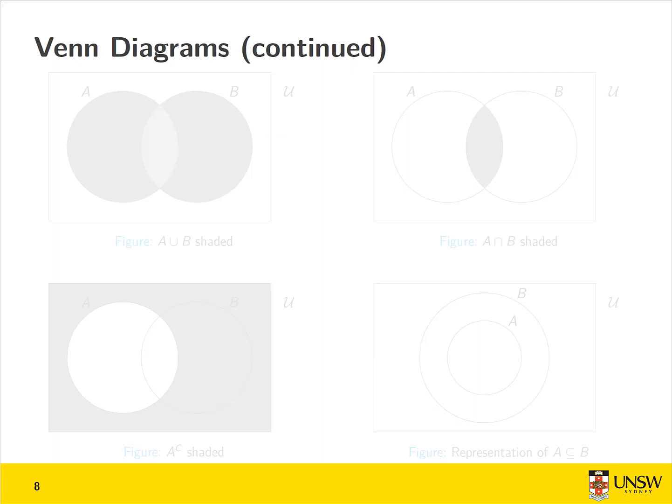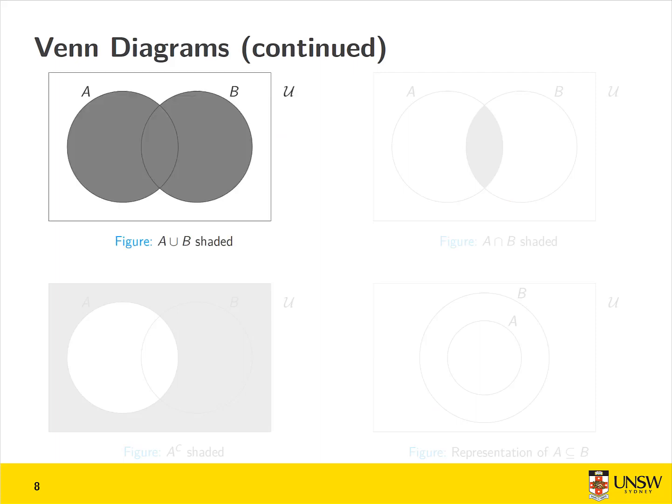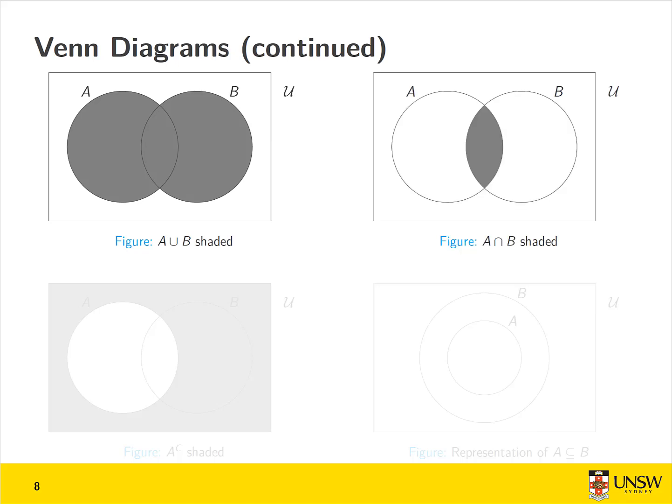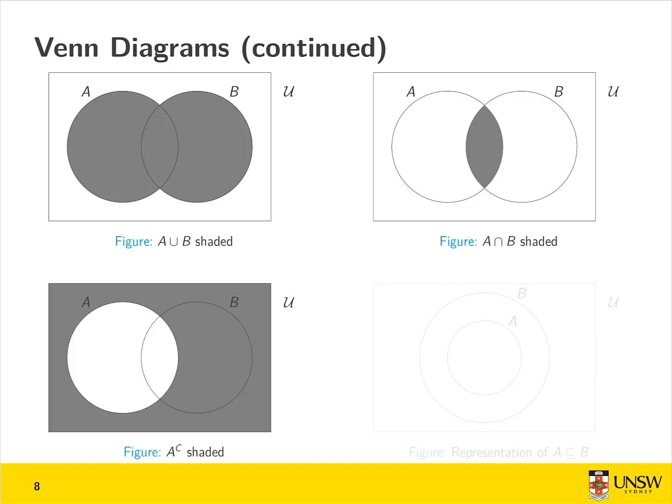Let's see what the operations we defined earlier look like when represented in Venn diagrams. The union of the sets A and B can be represented by shading in both circles. The intersection of the sets A and B can be represented by shading in only the middle region that belongs to both circles. The complement of the set A can be represented by shading everything outside of A within the universal set's rectangle. Also, if A is a subset of B, we can show this by drawing A's circle completely inside B's circle.